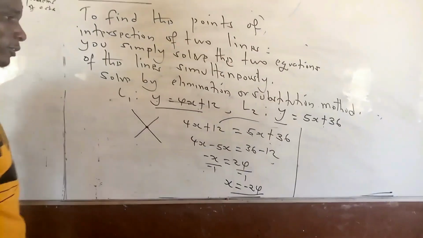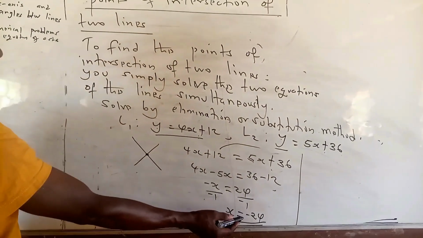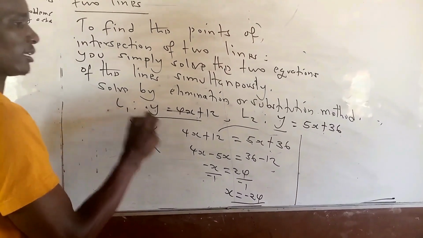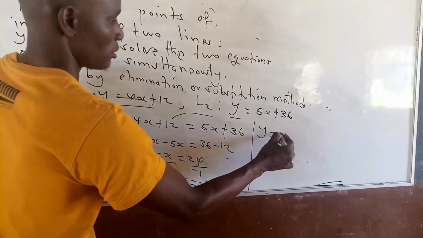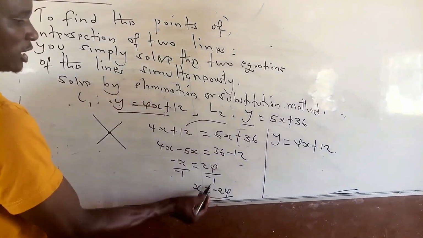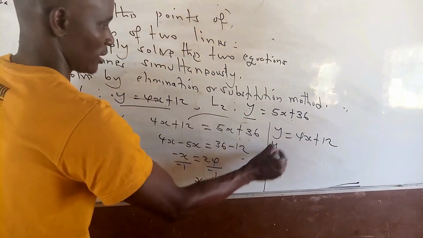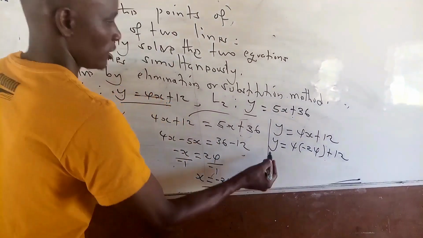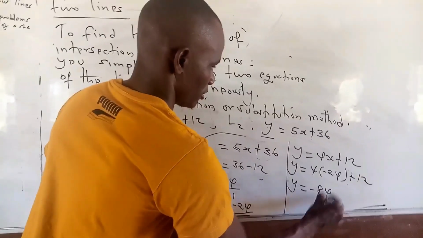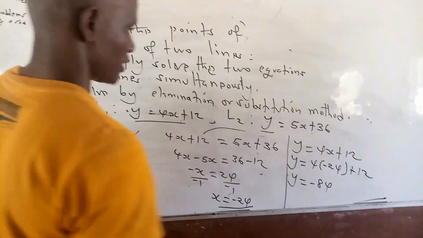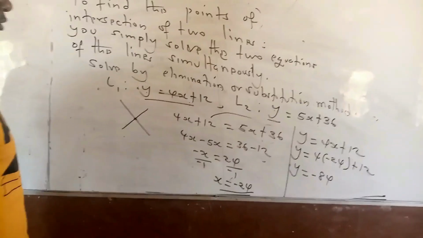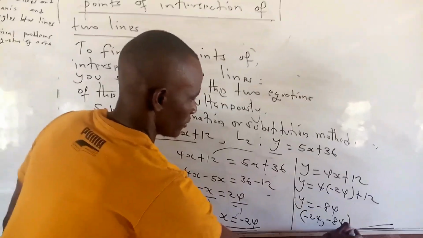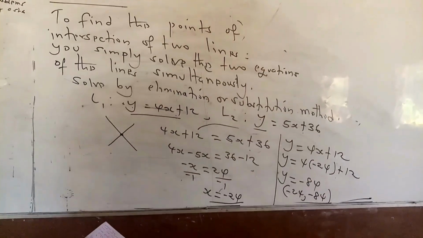Now if x is negative 24, I can go ahead and get the value of y by substituting this x in any of these two equations. So I can use maybe the first line, y is equal to 4x plus 12, then inject this negative 24 where we have x, will have y is equal to 4 into negative 24 plus 12. So this one gives me y as negative 84. So the point of intersection will be negative 24, negative 84.